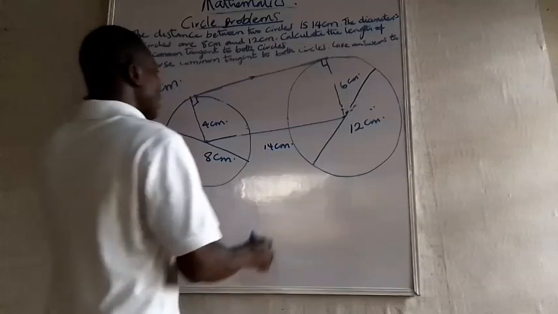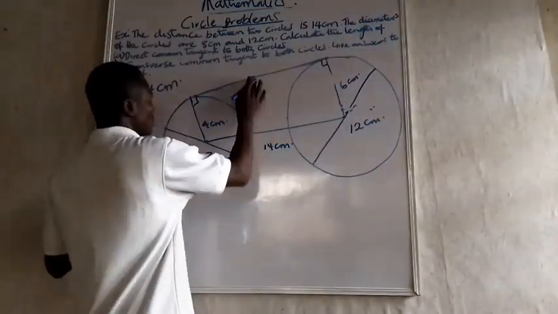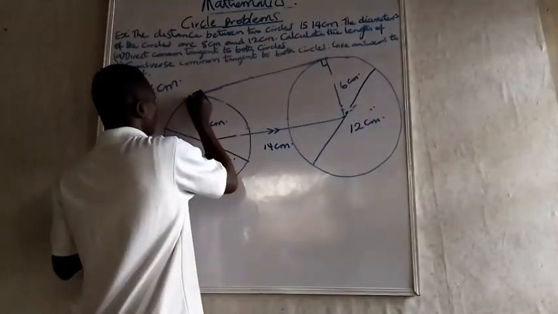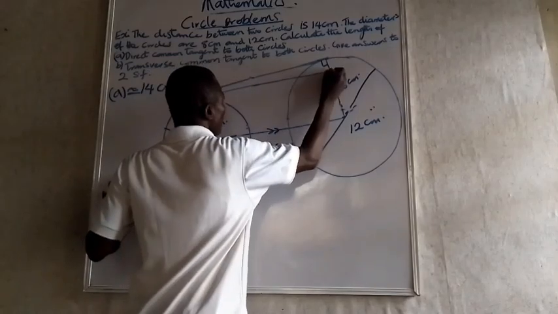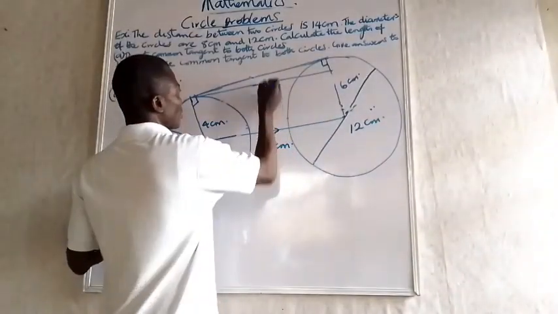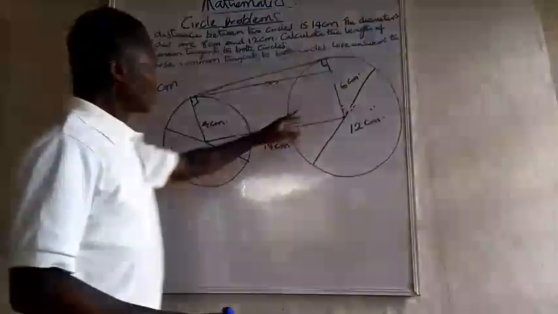Now, like I said, you can also draw a parallel line to this one. Let's do this from here. You see? So, this place is 4. So, from here to here 2 is 4.